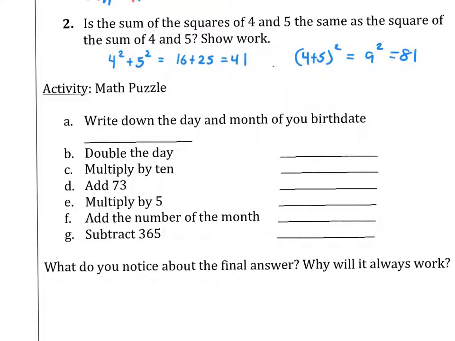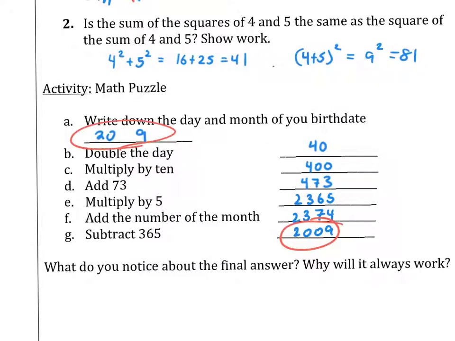So I'll do the example here of my own. So I'm going to write down 20 and 9. I don't know if I'm going to write it as a date or a comma or whatever. So I take the 20, I'm going to double it, and I'm going to multiply by 10. Then I'm going to add 73, 2,365. Now I'm going to add September to it, 2374. And now I'm going to subtract 365. Oh, and look what I get, 2009.